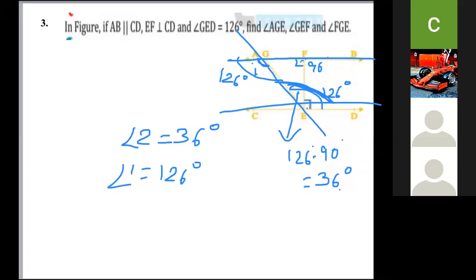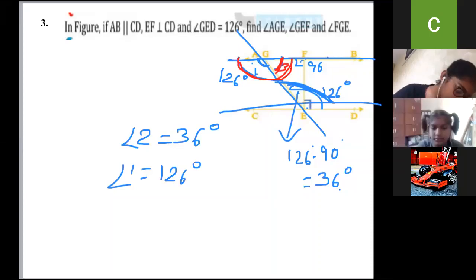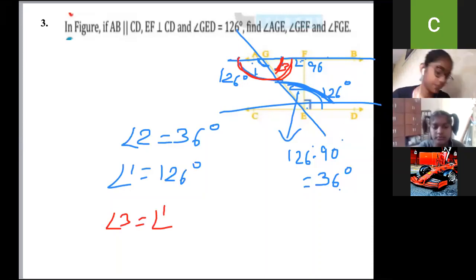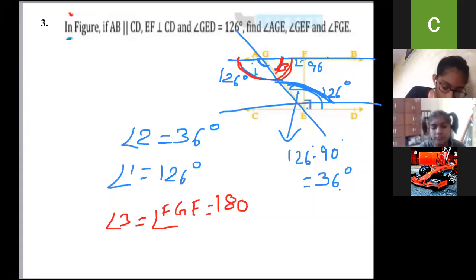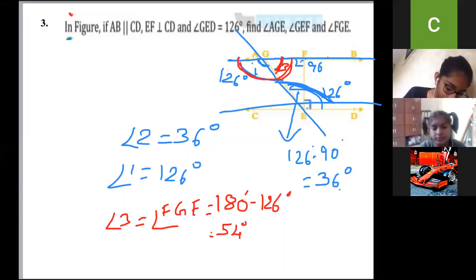Now, how to find this angle? This red colored angle. If you observe this, what is this called? Linear pair. Yes. So if I consider angle 3, that is angle FGE, it is equal to 180 minus 126, which gives how much? 54 degrees. Therefore, we got the required angles.